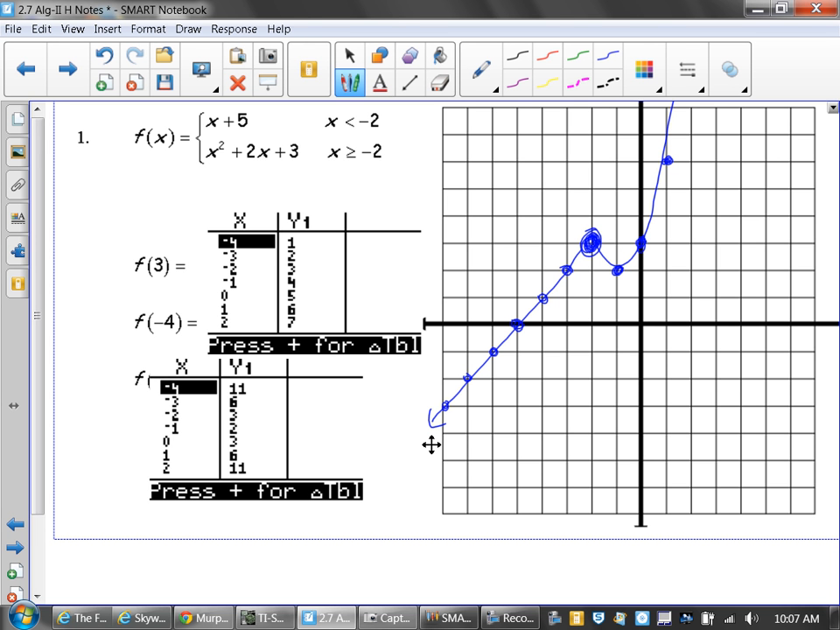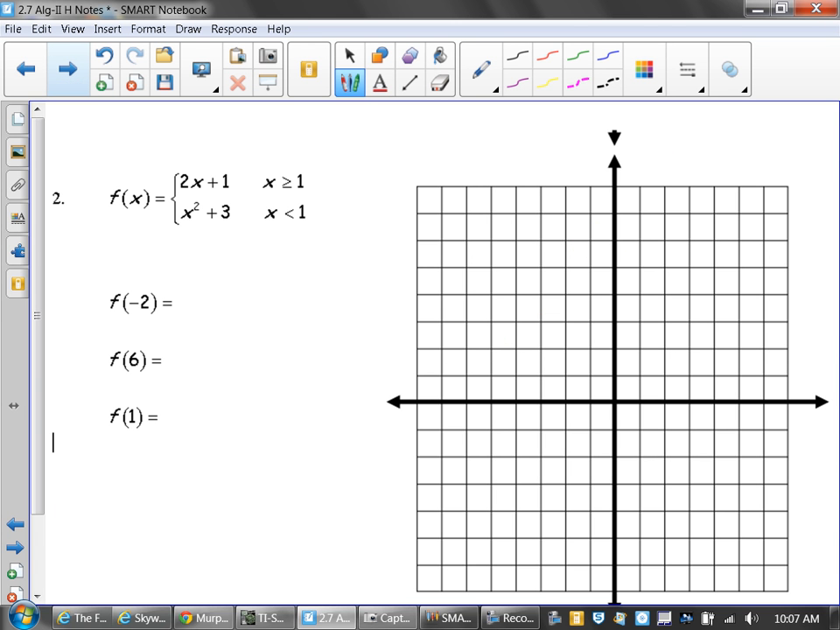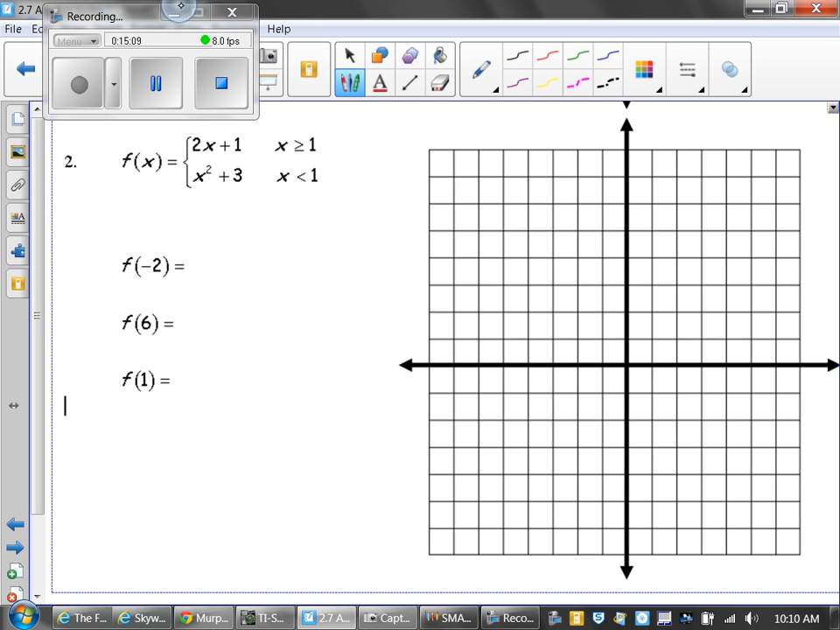Okay? Not bad. Do number 2. Do number 2, same idea. It's got the x squared in it. Give you guys a second to get going where we're at.